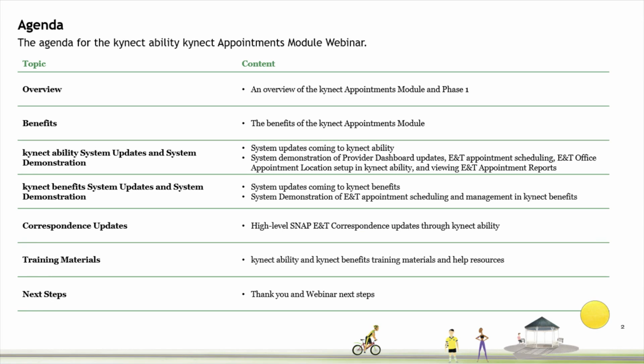In this webinar, we will be covering the following topics: an overview of the Connect Appointments module for Phase 1, the benefits of the Connect Appointments module, system updates coming to Connectability and a system demonstration of some new functionalities, system updates coming to Connect benefits and a system demonstration of ENT appointment scheduling and management in Connect benefits, a high-level SNAP ENT correspondence update through Connectability, training materials and other resources for Connect benefits and Connectability, and a recap and next steps.